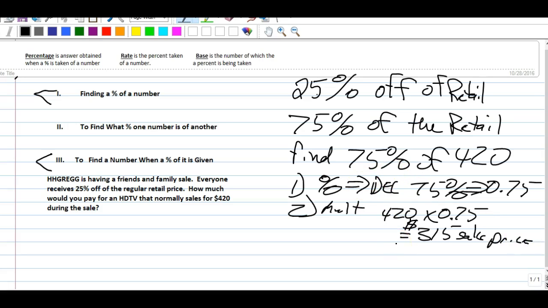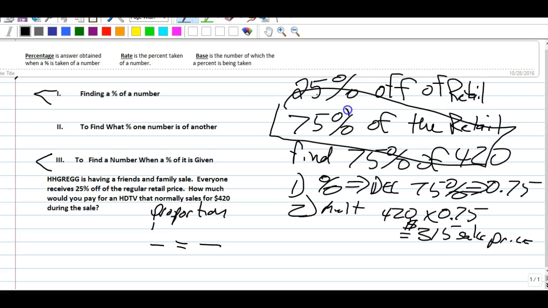Now, if I wanted to do the same thing using a proportion, which is the equality of two ratios, and a ratio is a fraction, I'd have to come up with two fractions, and one of those fractions will be missing a part. When I solve for the missing part, that gives me my answer. So using this notion, one of my fractions would involve my percent. Percent means 100, so that's 75 over 100.